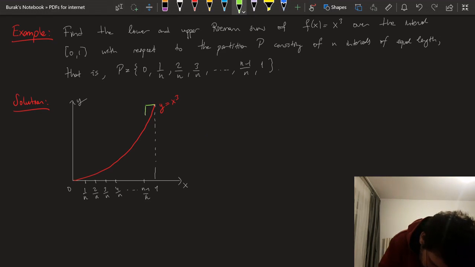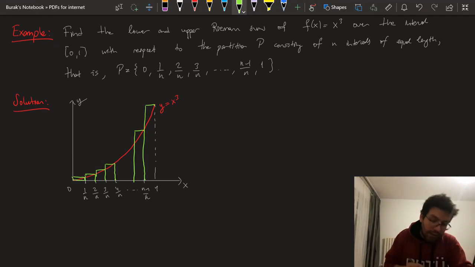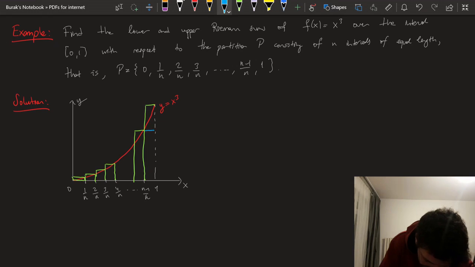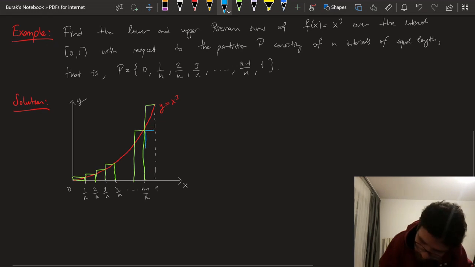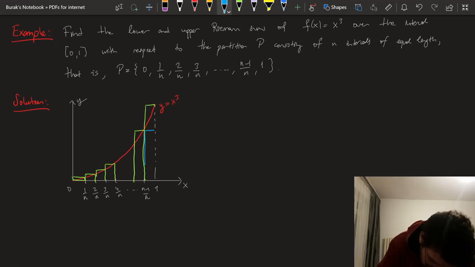So my rectangles, which correspond to upper and lower Riemann sums, will look like these. Green ones correspond to the upper Riemann sum. The blue ones correspond to the lower Riemann sum.